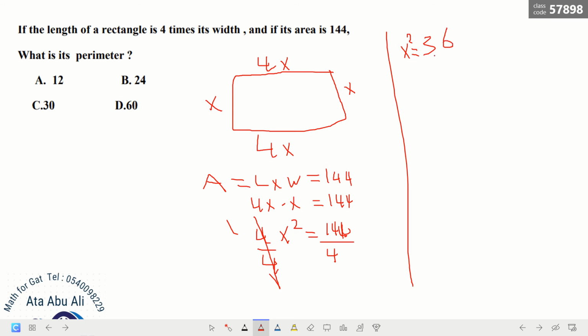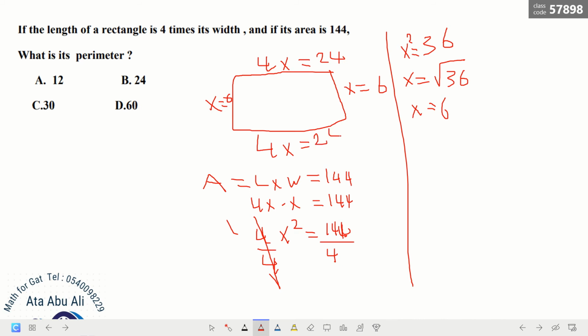Now to find x, it's equal to positive or negative, but I have to take positive because it's a length. There is no negative length. So the square root of 36, so x is equal to what? x is equal to 6. Now I substitute x equal to 6. So here the width is equal to 6, and the length is 4 times 6, which is 24. And here is 24.